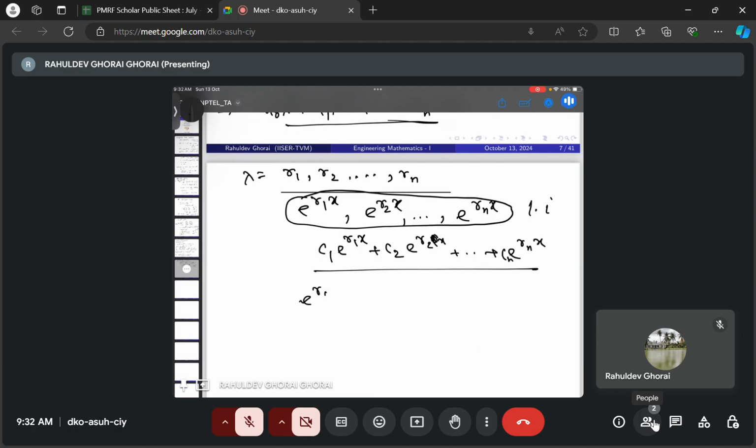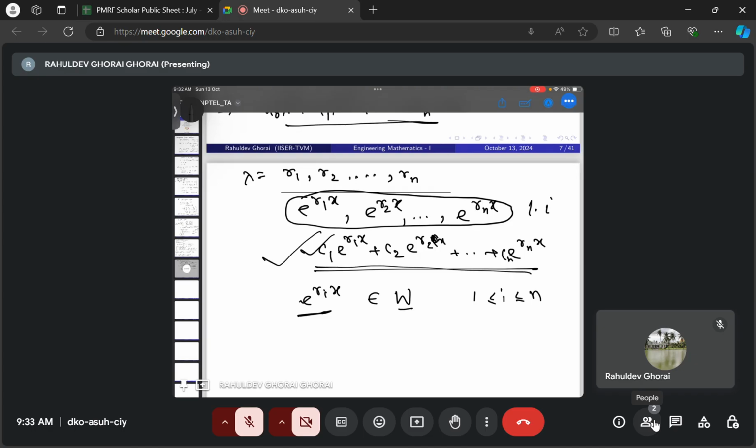So e to the power ri x, for i from 1 to n, will be in the vector space W. W is the set of all solutions of the homogeneous linear differential equation. And what is the meaning of that? They are linearly independent and belong to W. So any element in W will be of this form. And any element of W is what? From the construction, W is the set of all solutions. So any solution will look like this.